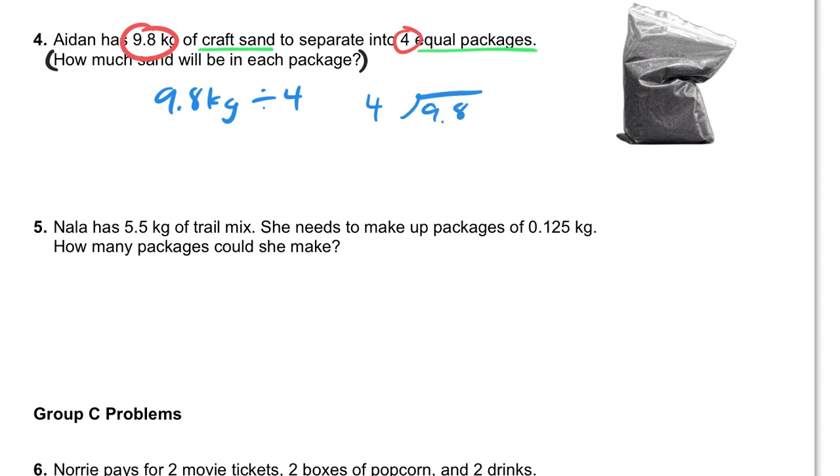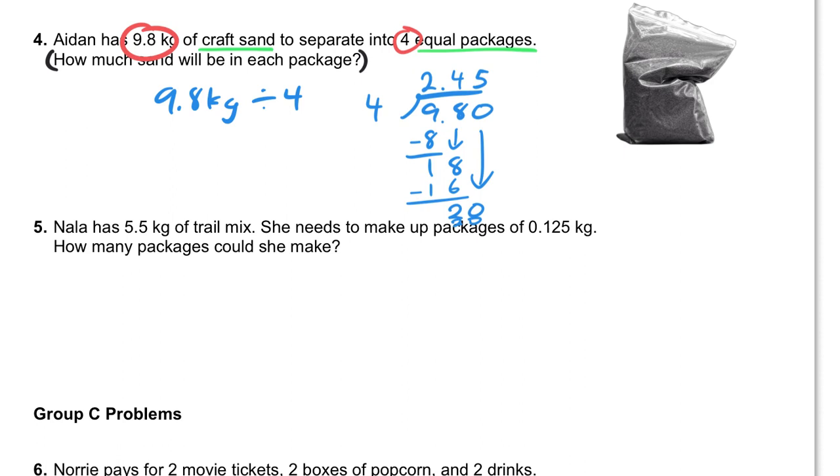9.8. How many times does 4 go into 9? It goes twice. 2 times 4 is 8. We subtract. We get 1. The 8 comes down. 4 goes into 18 4 times. 4 times 4 is 16. We do subtraction. We get a 2. There are always more zeros to bring down. So we've got 20 here. 4 goes into 20 5 times. So that will work out. 5 times 4 is 20. So we're done. Then we just put that decimal right here.